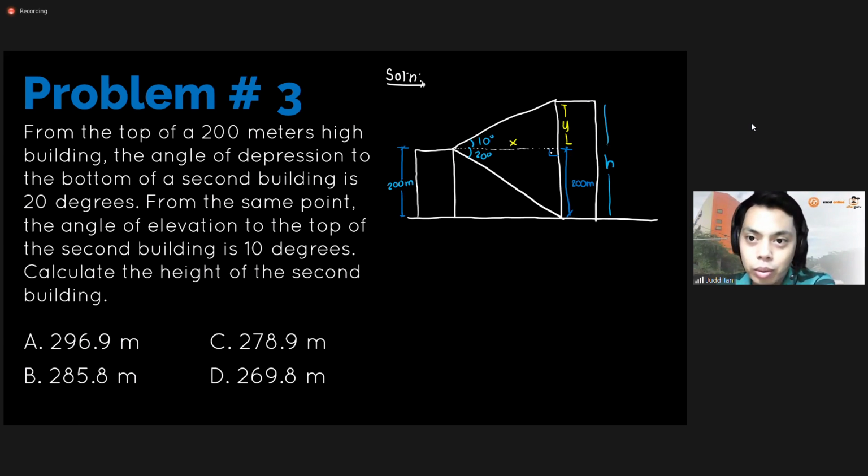So ito po yung triangle natin. Ano ba pwede gamitin natin? Tangent, I think we can use tangent. Tangent 20 degrees. Ayan, may nag-answer na. Very nice. So tangent 20 degrees is opposite over adjacent. Opposite over adjacent x. So si x is 200 over tangent 20.